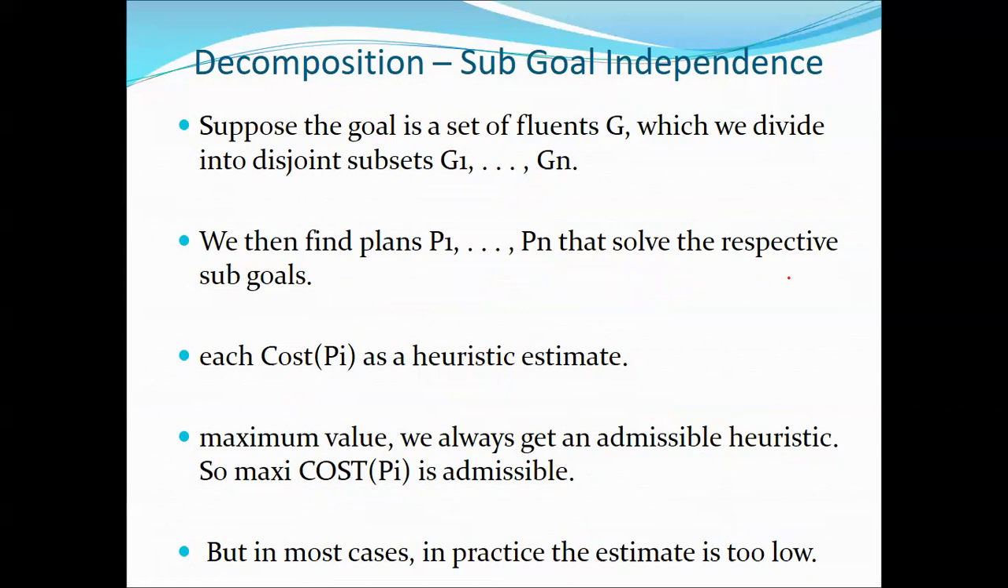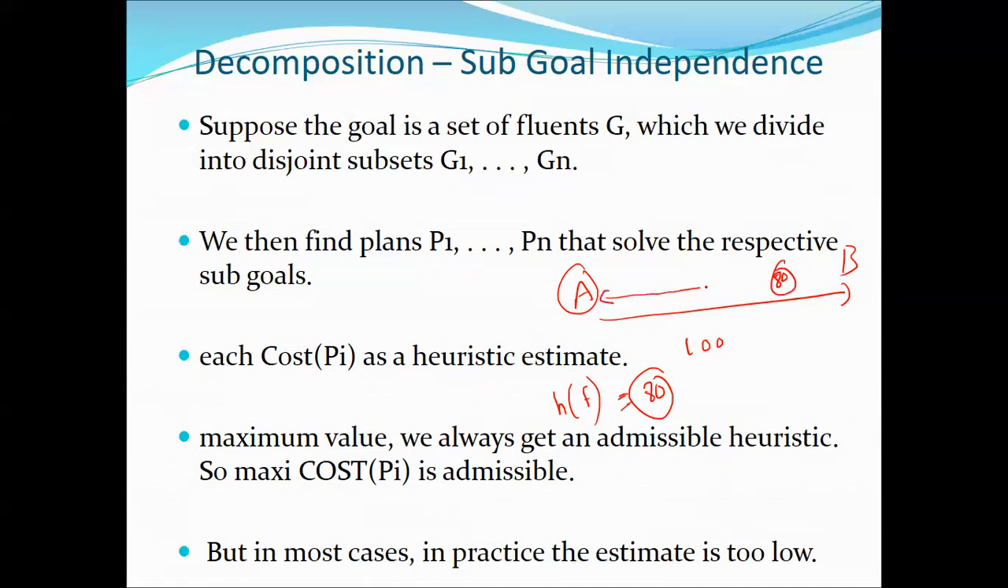Say for example, this is the initial state, and your objective is to reach B, which is 100 kilometers away. Now you are using some heuristic function h of f1. Say that h of f1 is saying that B is at location 80 kilometers. Actually, that is a good heuristic, because it is underestimating, but it is not underestimating too much. It is saying that it is 80. So as long as 80 kilometers are reached, you won't worry.